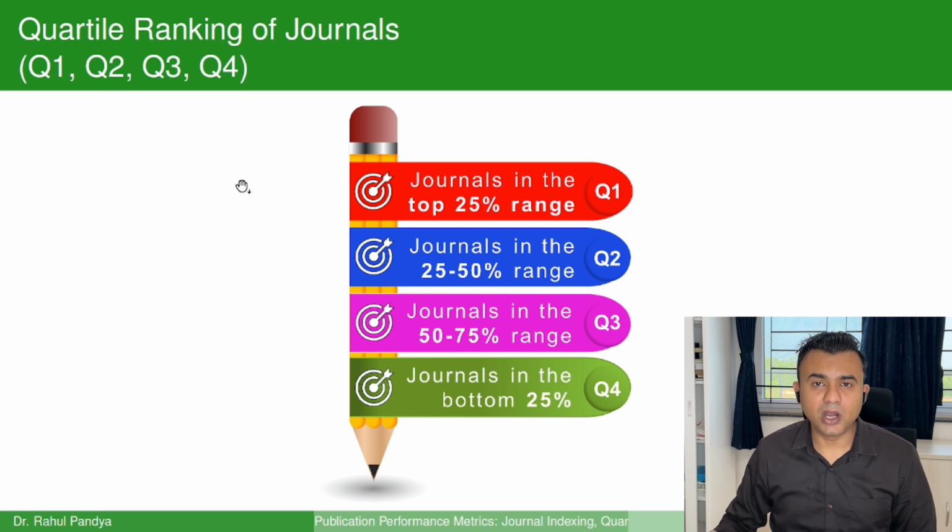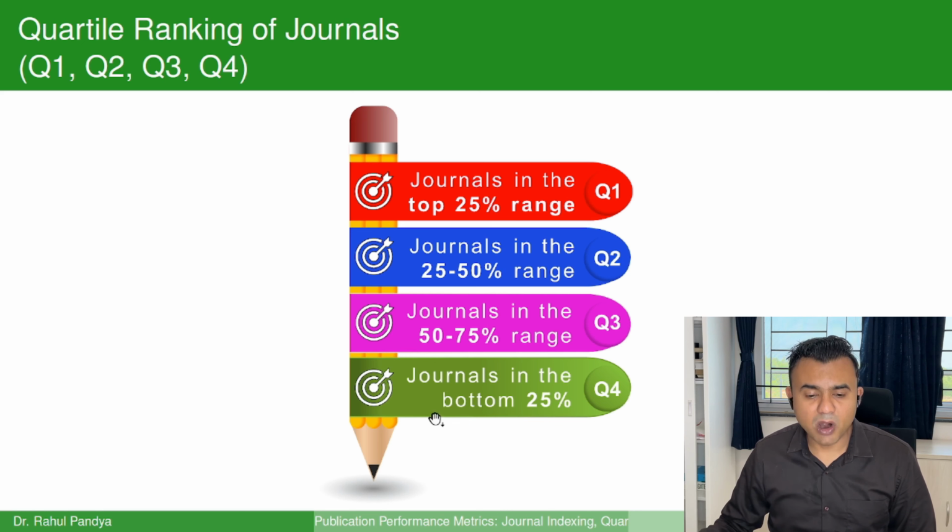So let's say I have a particular field, and I list out the journals. The top 25% of journals in that field are categorized as Q1. Subsequently, the next band, 25 to 50% of the journals, are categorized as Q2. The third category is Q3, which accounts for 50 to 75% of the journals in terms of quality. And the last, the bottom 25%, those journals are categorized as Q4.